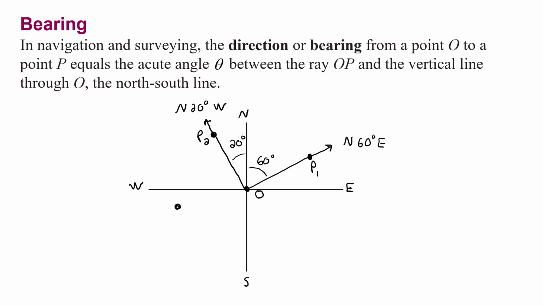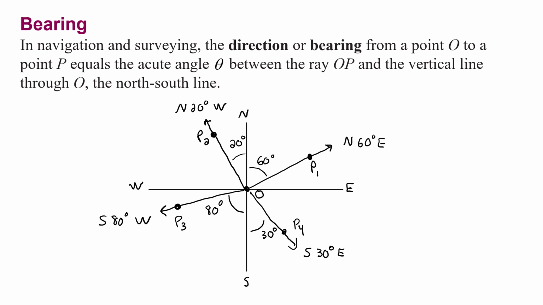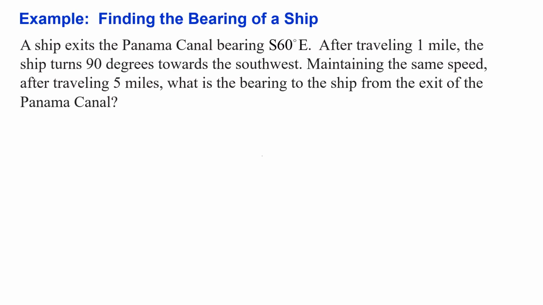The third illustration involves ray OP3, where P3 lies in quadrant 3. This ray is denoted as south 80 degrees west, again indicating the bearing from O to P3 is an acute angle of 80 degrees that is west of south. And finally, the last illustration involves a ray from O through point P4 that lies in quadrant 4. This has a bearing of south 30 degrees east because the ray OP4 is 30 degrees east of the south line.